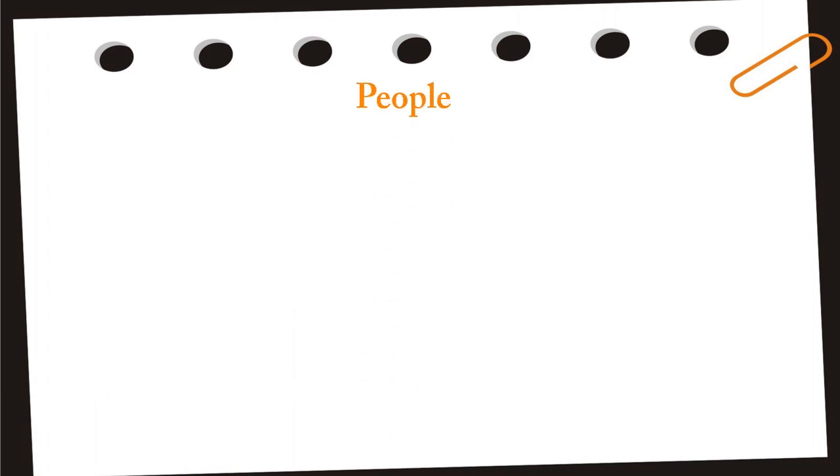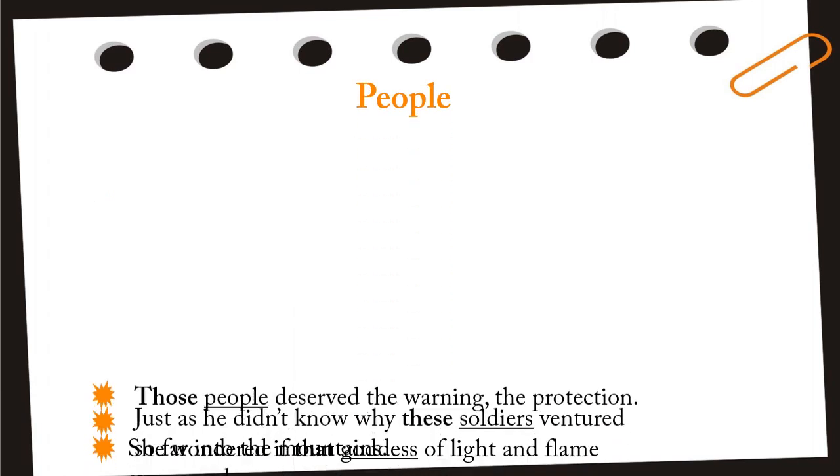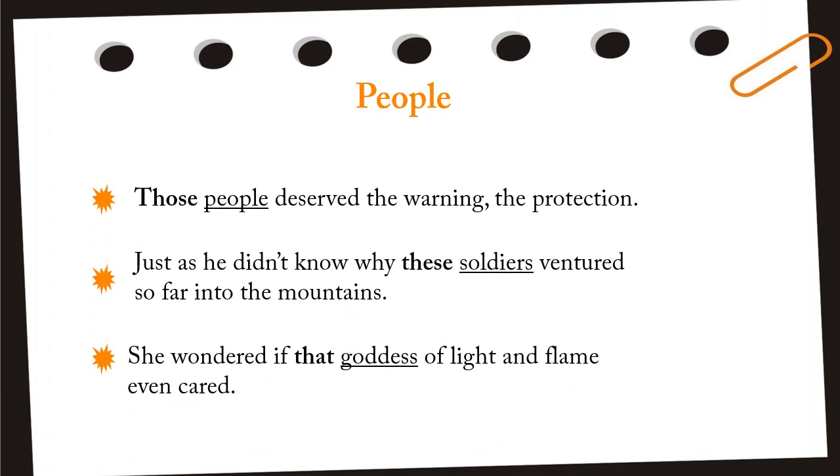And here we have the sentences about people. Those people deserved the warning, the protection. Just as he didn't know why these soldiers ventured so far into the mountains. And the last sentence, she wondered if that goddess of light and flame even cared. If we looked at the first sentence, we have the demonstrative determiner those in bold, followed by a plural noun, which is people. The whole phrase, those people, suggests that the people the speaker is talking about are not close by.